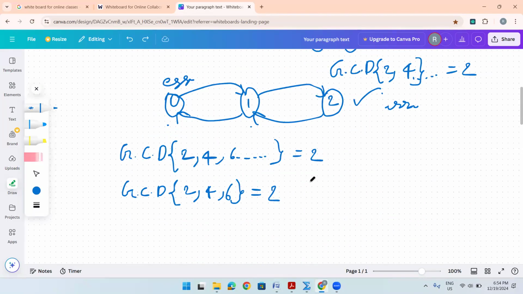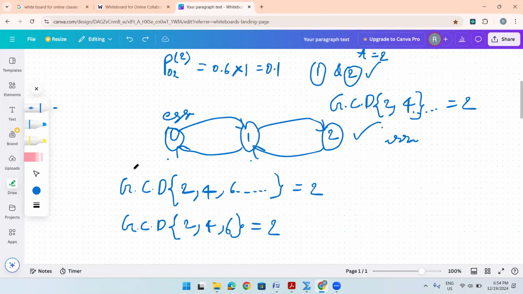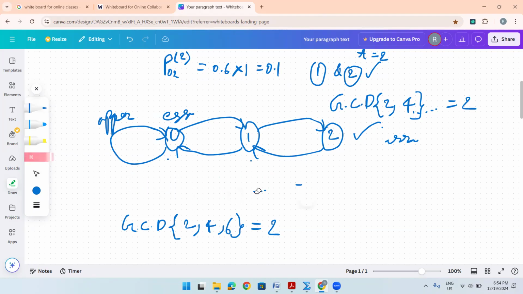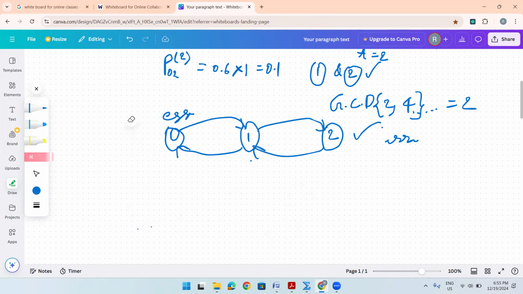Okay. And here in this case, I'll add one thing: 0 to 0. I'm writing a self loop. Then it becomes aperiodic. Whenever any state has a self loop, that is aperiodic. No need to check it again. So if you observe, I'm writing a self loop for this one. Okay, self loop. So now let us again find the GCD.